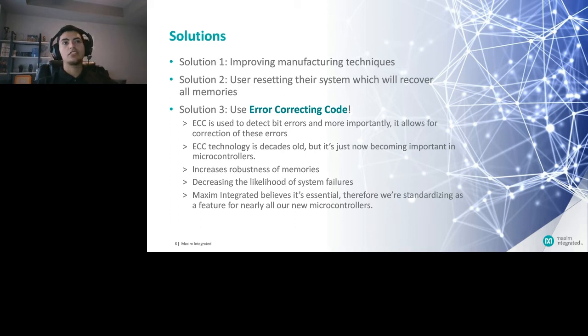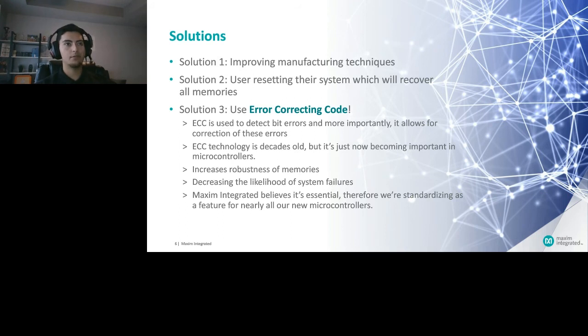But sometimes you actually don't even have the luxury to do this, right? There are a lot of applications where you don't really have the luxury of resetting that system to recover the memories, and that's where error correcting code comes in. Just as a really brief description, error correcting code is used to detect bit errors, but more importantly, it's able to correct those errors on the fly without you having to turn off your system as the program is running.